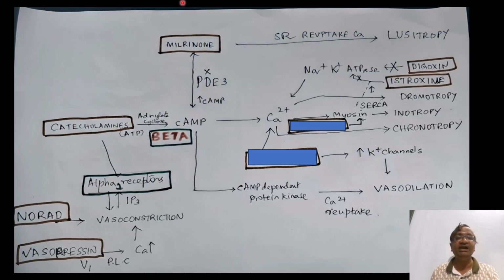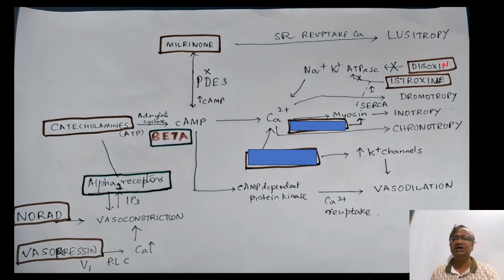Now you take milrinone. It is a phosphodiesterase 3 inhibitor. So cAMP is demolished by PDE. PDE is inhibited by milrinone. So cAMP is increased by milrinone. Again the calcium, inotropy, chronotropy, and again the vasodilatation. It also causes sarcoplasmic reuptake problems are solved. So lusitropic actions with milrinone.